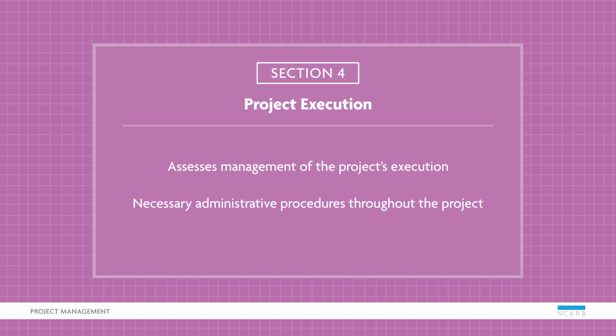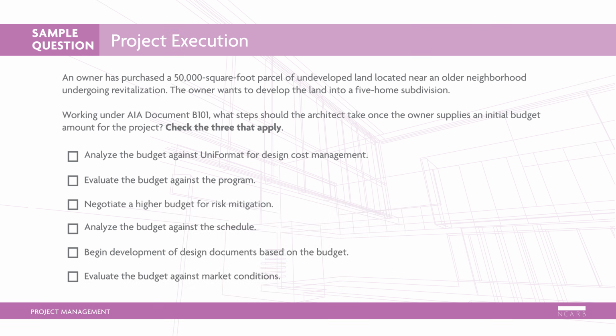Let's look at a sample question. An owner has purchased a 50,000 square foot parcel of undeveloped land located near an older neighborhood undergoing revitalization. The owner wants to develop the land into a 5-home subdivision. Working under AIA document B101, what steps should the architect take once the owner supplies an initial budget amount for the project? Check the 3 that apply.